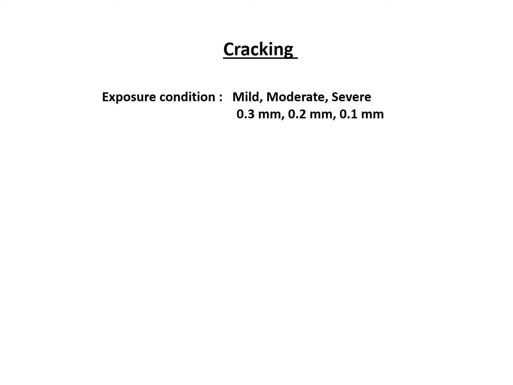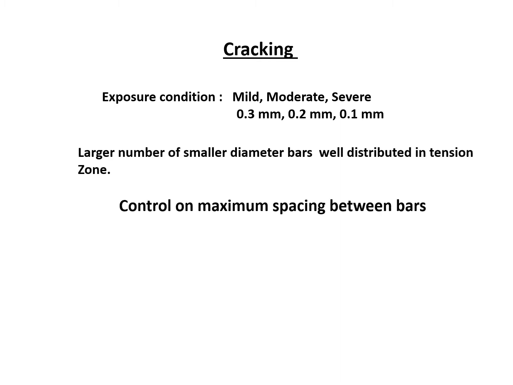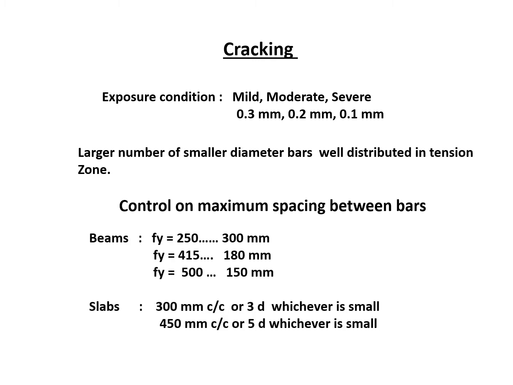Then cracking also, see what they say is depending on the exposure, the crack width can be 0.3, 0.2, 0.1. For moderate exposure, it is 0.2 mm. But again, see, the crack width formula is also quite complicated. So what the code has done, by and large, it has suggested smaller diameter bars well distributed in the tension zone, and it has suggested the maximum spacing. Look at beams. If you are using 415, then spacing between two main bars should not exceed 180. If you do that, the cracking criteria is satisfied.